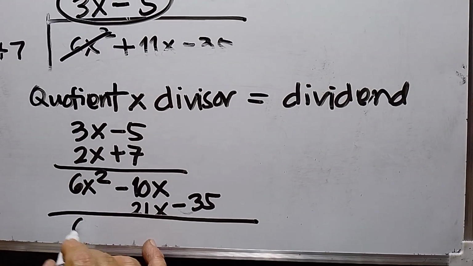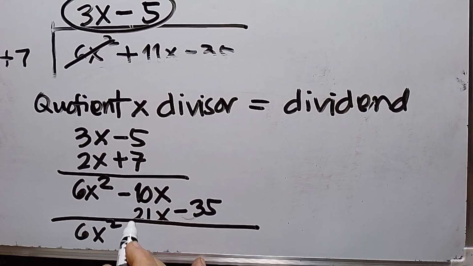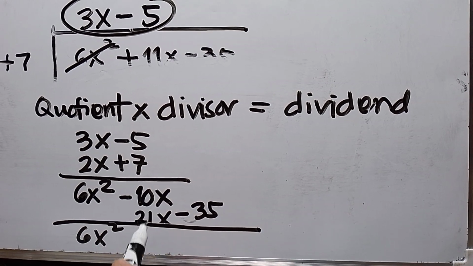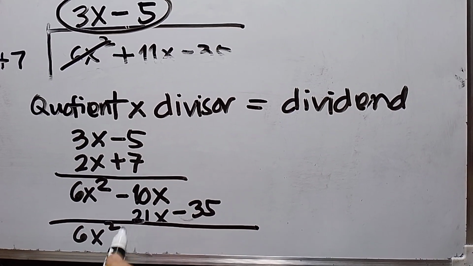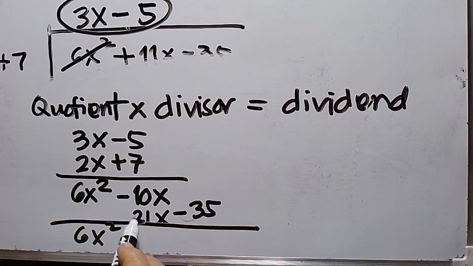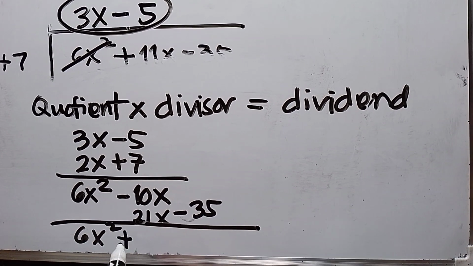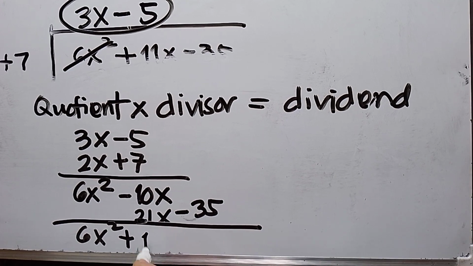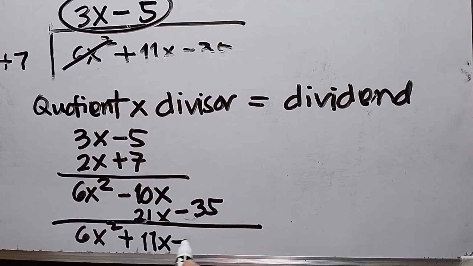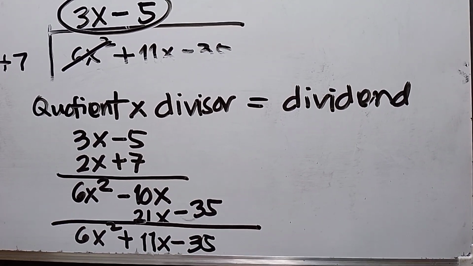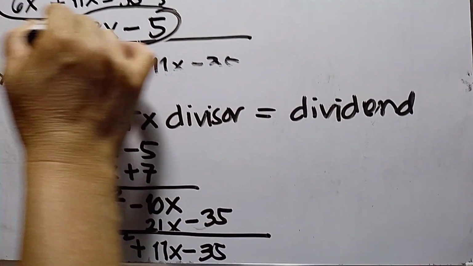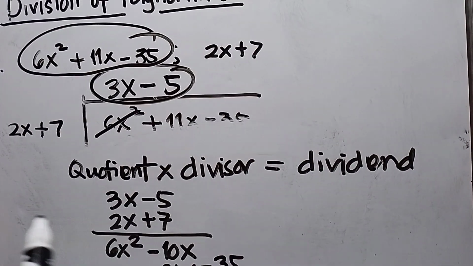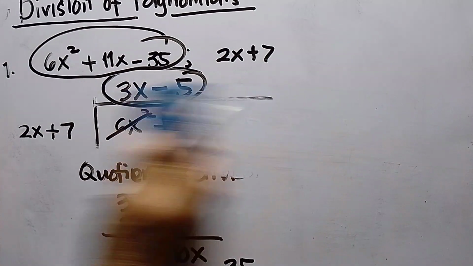So bring down 6x squared. Since this is 21x and this is 10x, 21 is bigger than 10, so this will be positive, or plus sign. So 21 minus 10 will be 11x. And then copy this, negative 35. So we come up with the dividend. So number 1 is correct. Now let's move to number 2.